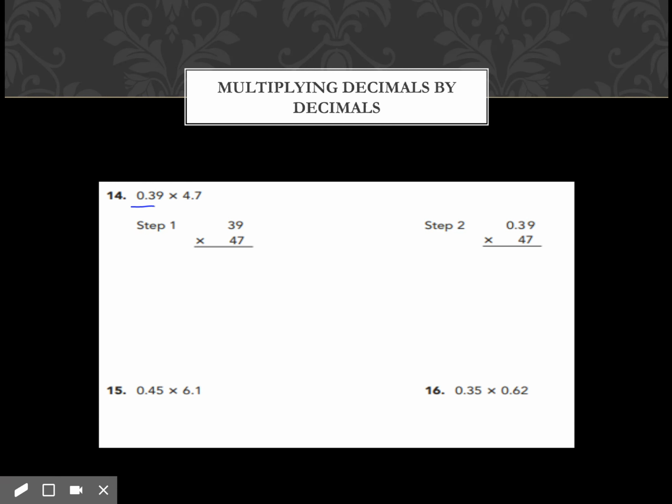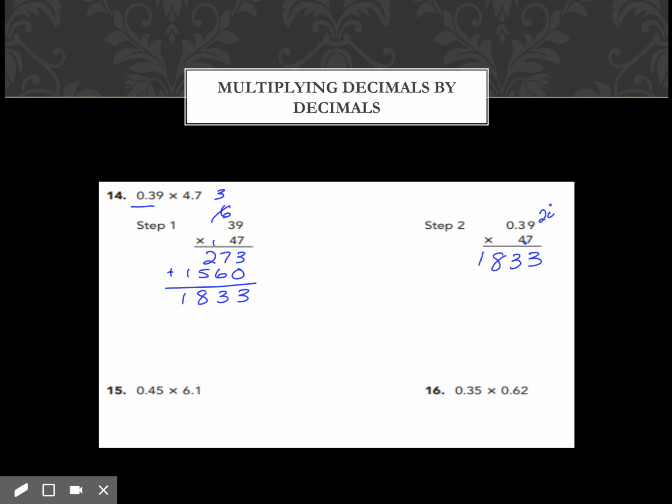So first we're going to do 39 times 47. 9 times 7 is 63. 7 times 3 is 21, plus 6 is 27. Okay, now I'm doing 40 times 9, so I drop my 0. 4 times 9 is 36. 4 times 3 is 12, plus 3 is 15. I add those together. Okay, so I get 1,833.